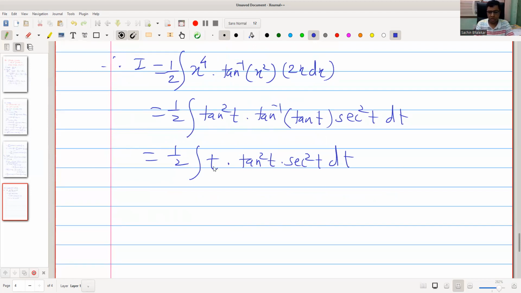So we are going to use integration by parts. This t will be our first function, it is algebraic, and this is trigonometric, so this is the second function. What we need is first function into integral of second, so we need to find the integral of this thing. Let me call this expression 1. So first we find the integral of tan square t sec square t and then we come back.